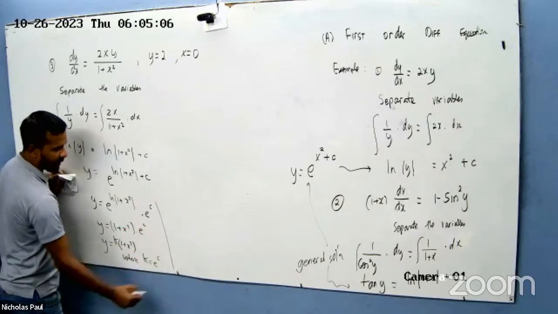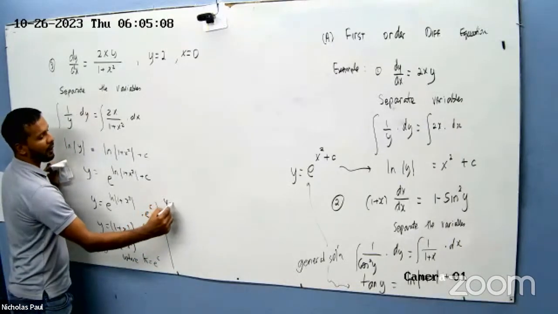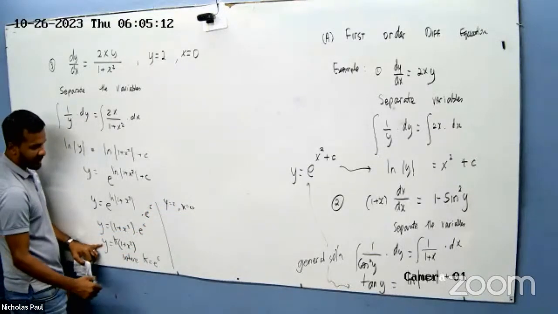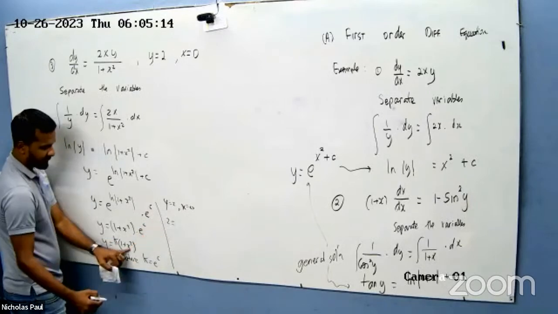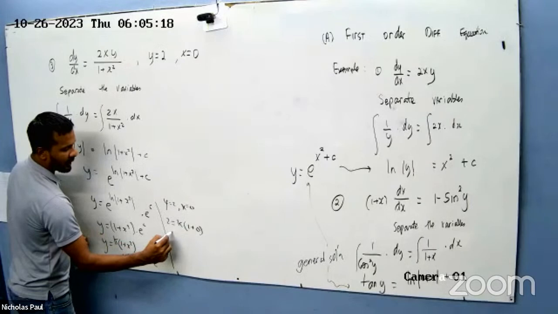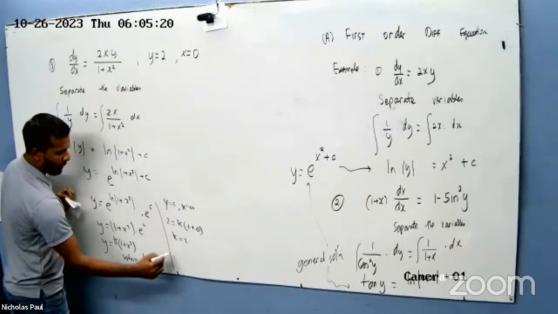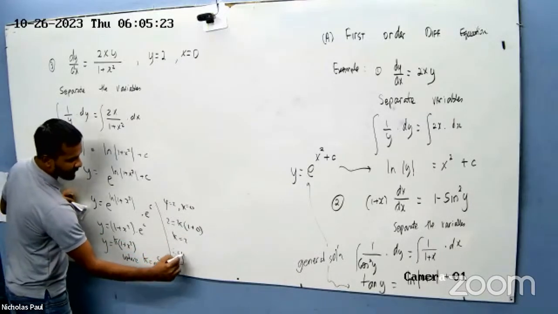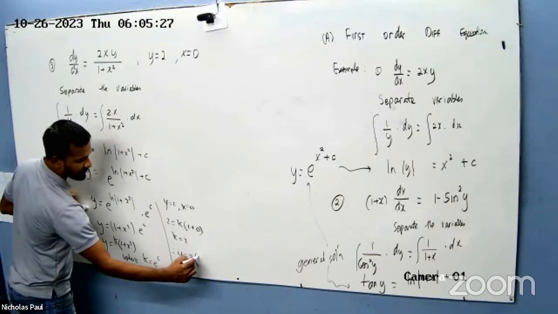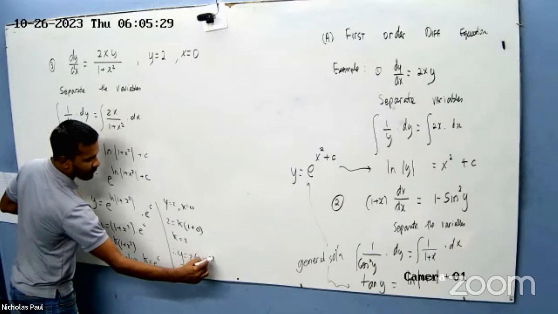When you reach here now, you plug in when y is 2, x is 0. So when y is 2, x is 0, you'll get k by 1 plus 0. So you're going to get k is 2. So your final answer will look like this: y is equal to 2, open brackets, 1 plus x squared.